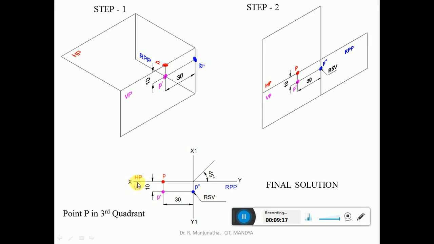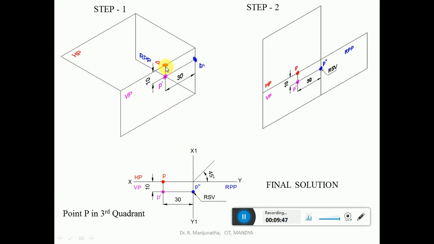First we are going to draw the XY line and X1 Y1 line, which is as shown, and mark XY and X1 Y1, and mark HP above XY line, VP below XY line, and RPP adjacent to the vertical plane, to the right of X1 Y1 line below XY. Then the distance with respect to the profile plane, which is behind RPP, is seen in both HP and VP. So from X1 Y1 line you measure 30 mm and draw a vertical projector, which is a thin line.